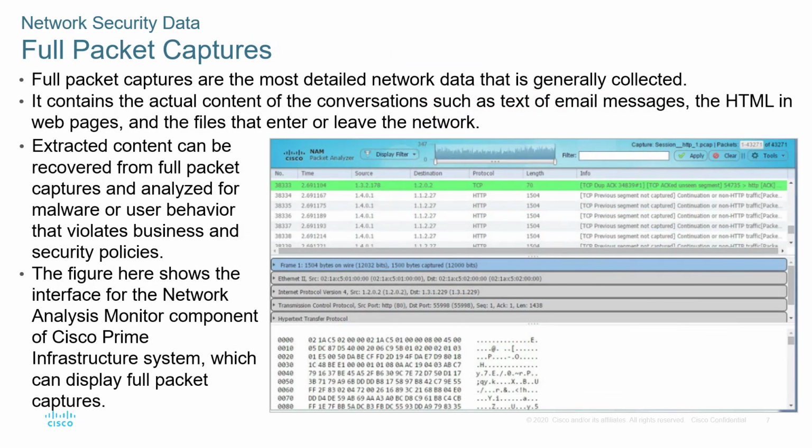We could also have a full packet capture, and this is going to be a complete dump. Normally this is where the data is generally collected. It contains the actual contents of the conversation, such as the texts, the emails, the code. Extracting content can be recovered from a full packet capture and analyzed. However, the amount of packets being captured is going to be tremendous. So having to constantly capture all data traffic on a network becomes very cumbersome.